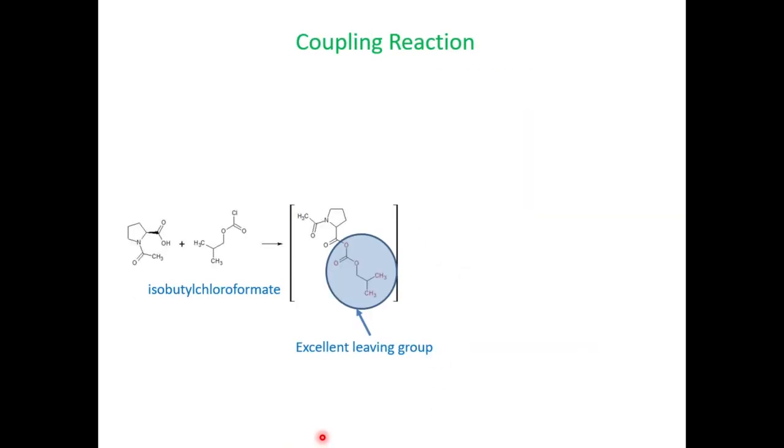So, the coupling reaction itself. As I said already, we have the acetylated proline reacted with the isobutyl chloroformate to form our reactive intermediate with the excellent leaving group. Then we add in our methyl ester of phenylalanine and our N-methylmorpholine, and they will react together.